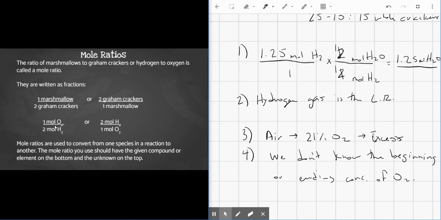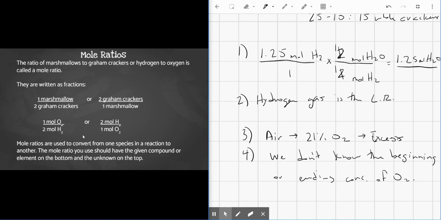Down here, 1 mole of oxygen to 2 moles of hydrogen, or 2 moles of hydrogen to 1 mole of oxygen. These are the ratios from the formation of water, and we're going to decide. Over here, we didn't use either of those. We used the ratio of hydrogen to water, which was 2-to-2, based on the balanced equation.